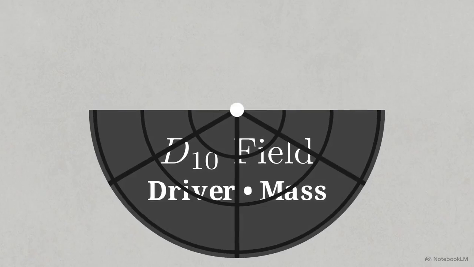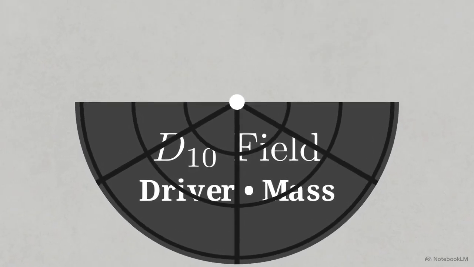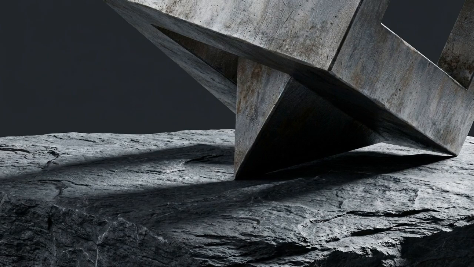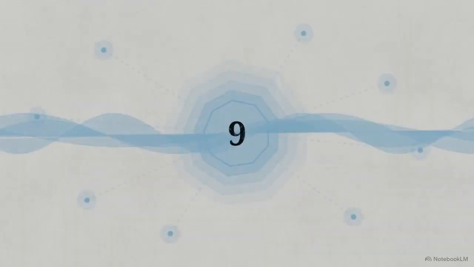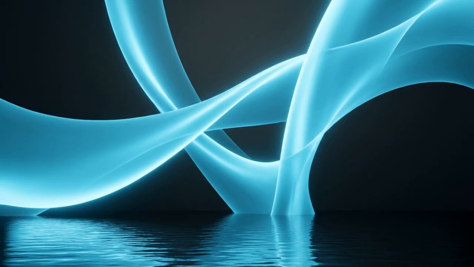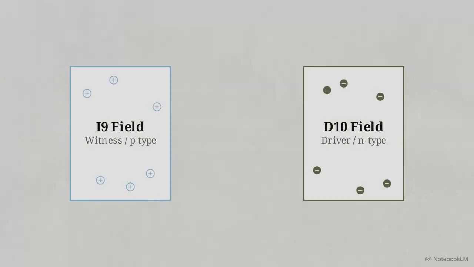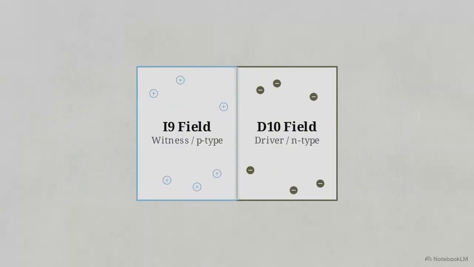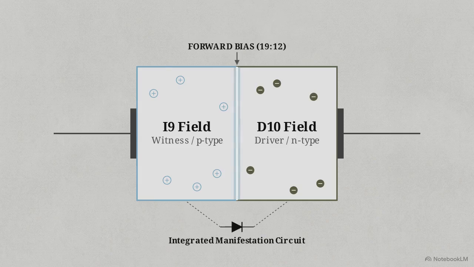The first layer is the D10 field, or the driver. It is the measurable, causal, physical world of mass and consequence. The second layer is the I9 field, known as the witness. This is the imaginal, non-local quantum coherence of origin. These fields function as an integrated system, operating with the precision of a PN semiconductor junction.